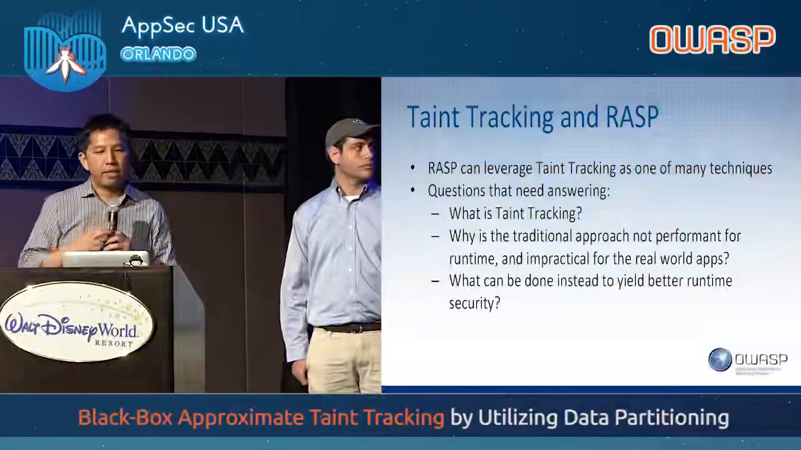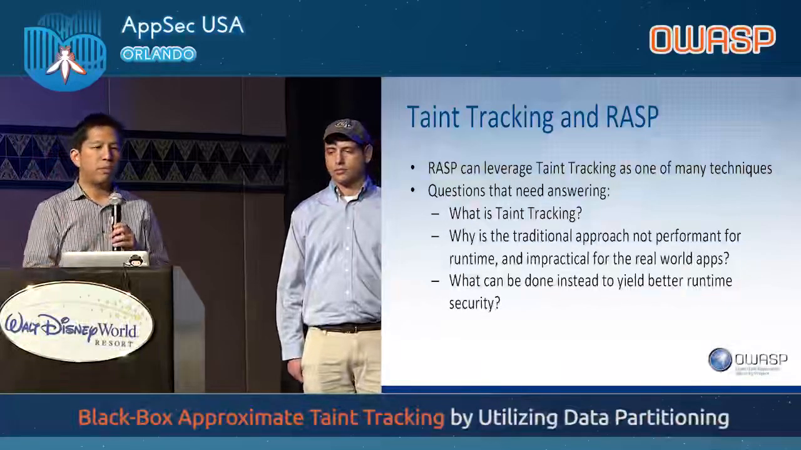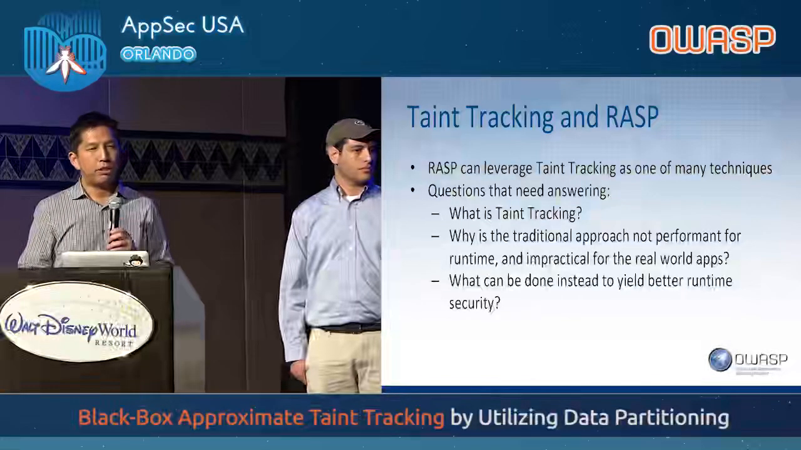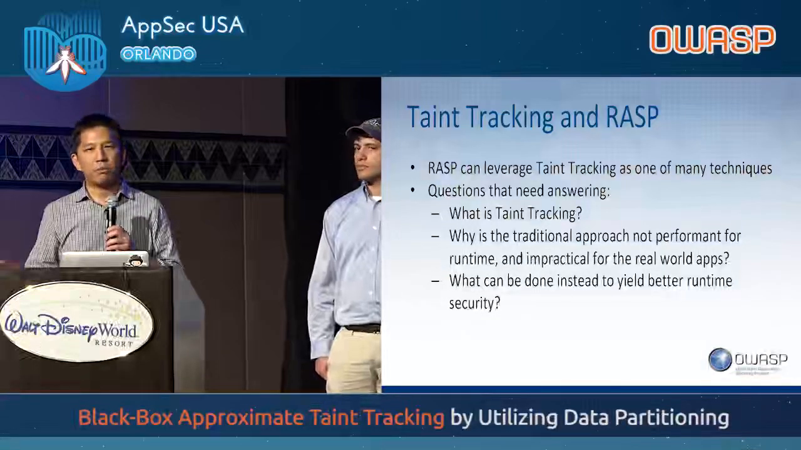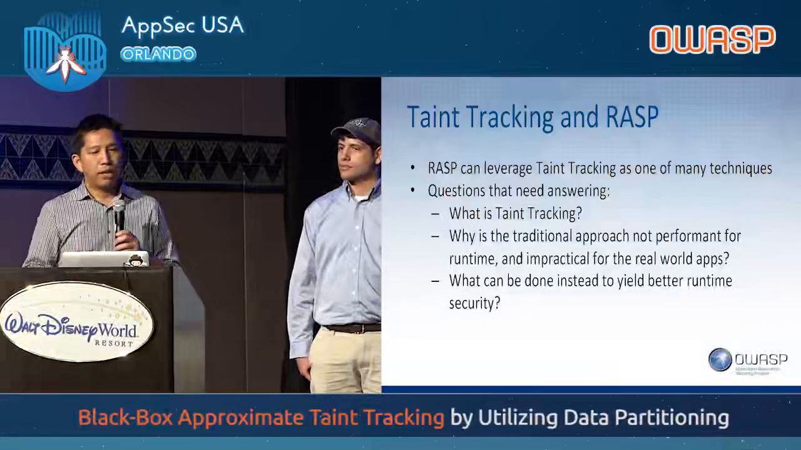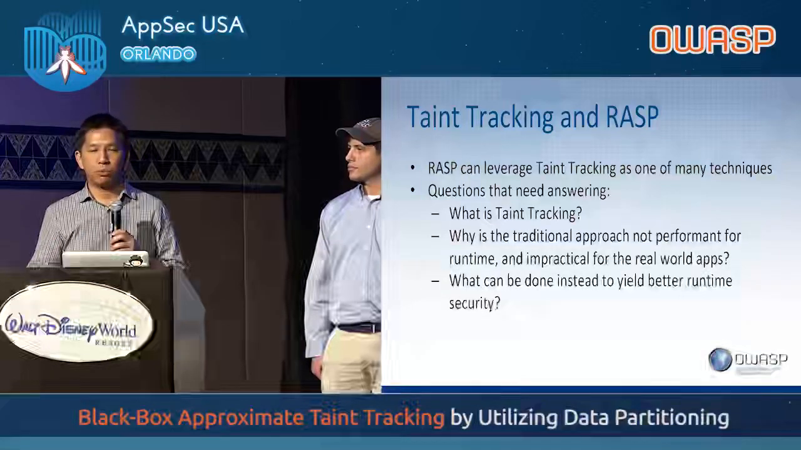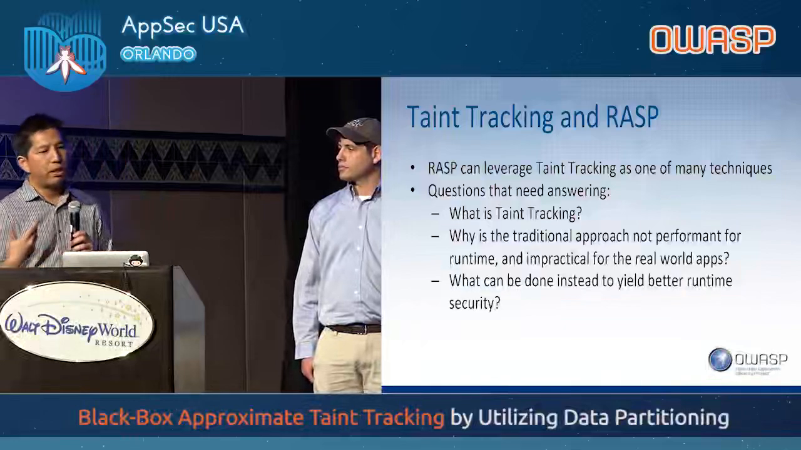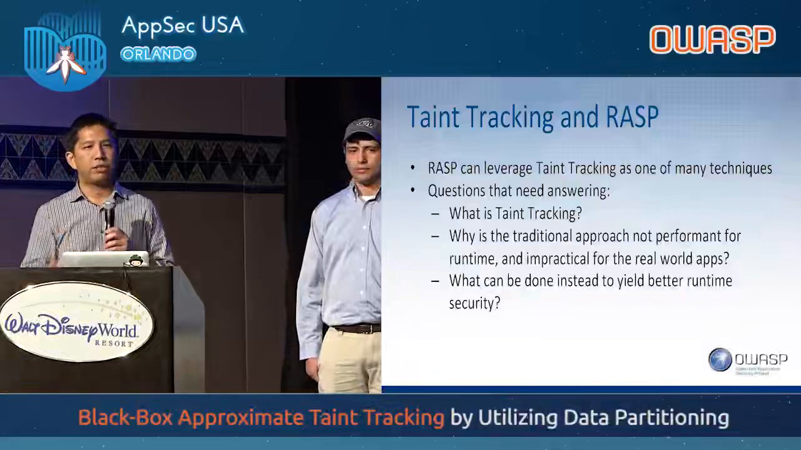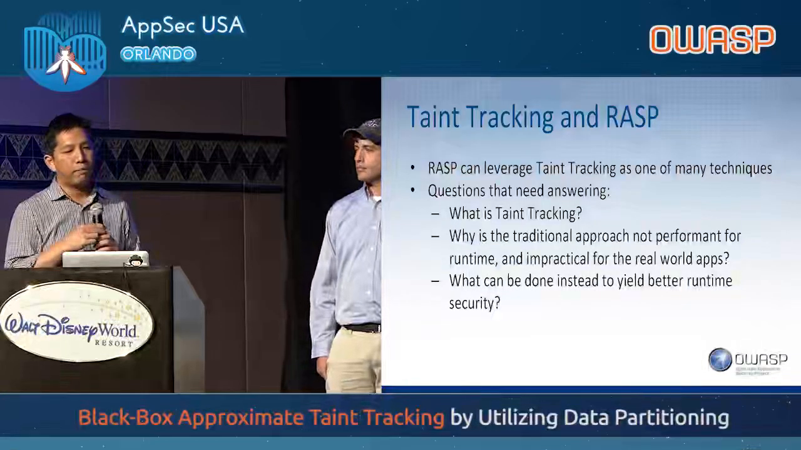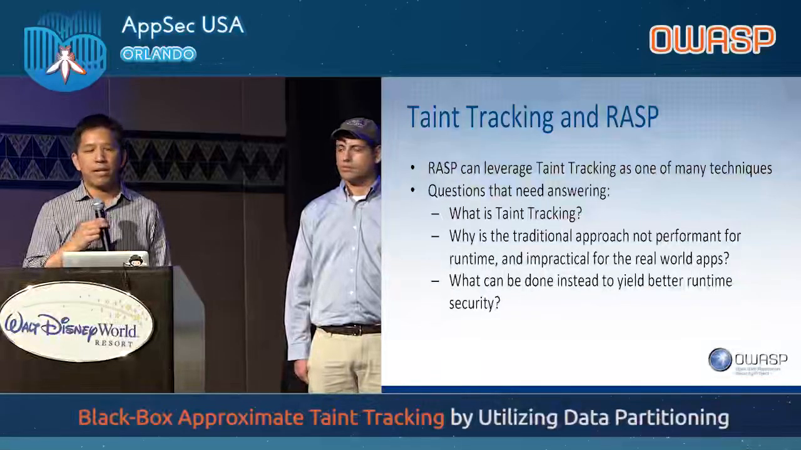Taint tracking is a technique that we'll go more into, but it's a technique that is open to RASPs that isn't open to other approaches. It's one of the many techniques that RASP can leverage. But in order to leverage it, we need to answer some essential questions. One is, what is taint tracking, which we'll go into. Why isn't everyone doing it right now? Traditional taint tracking has been around for a while. Why is that? And then what can be done instead of past approaches?